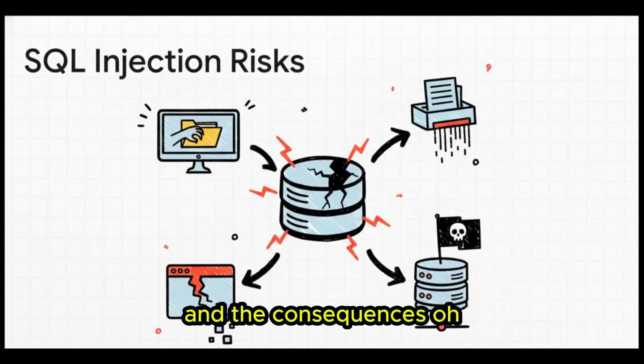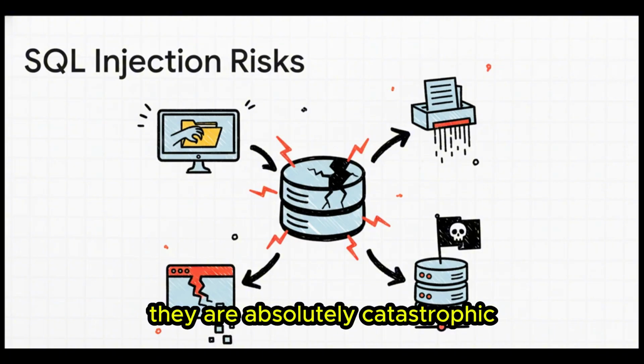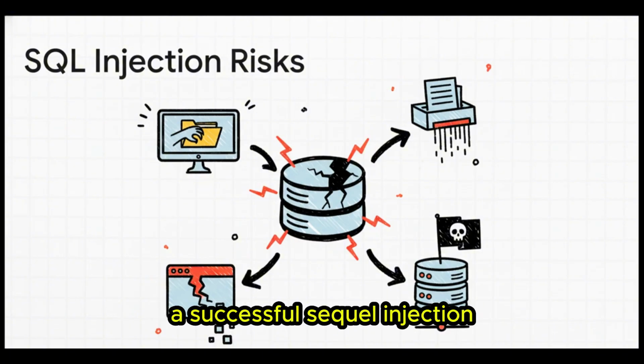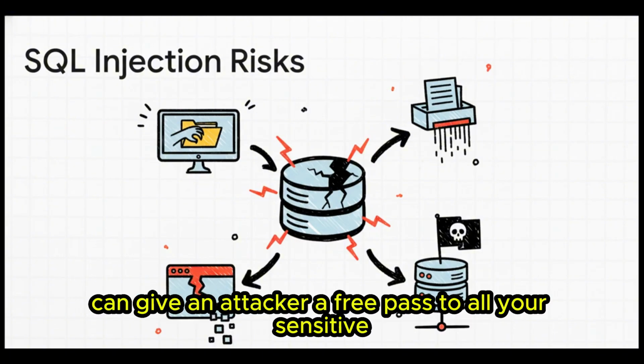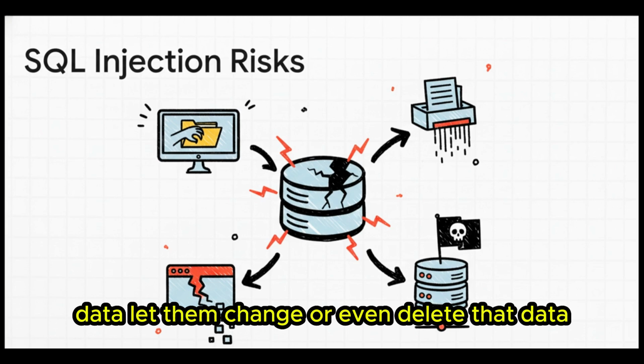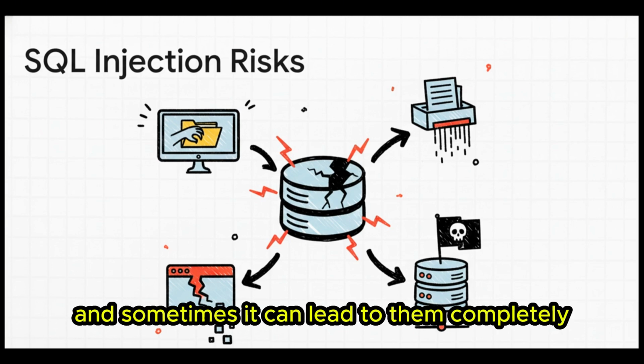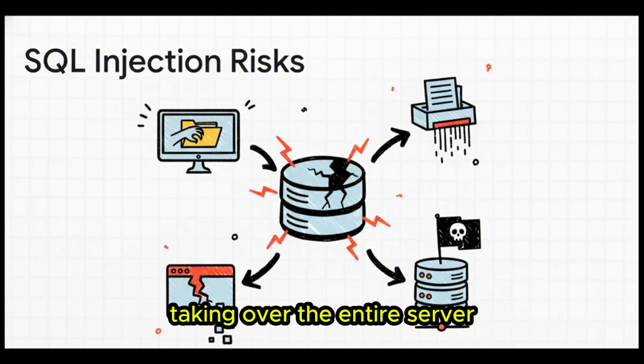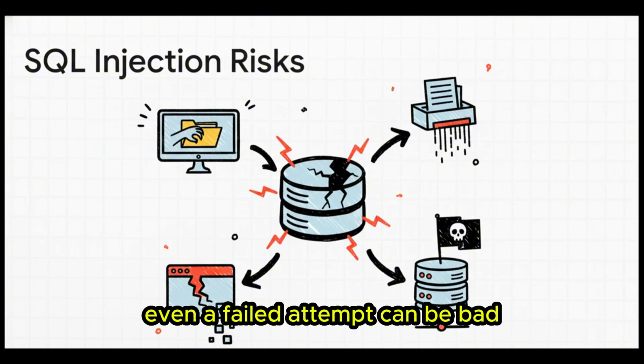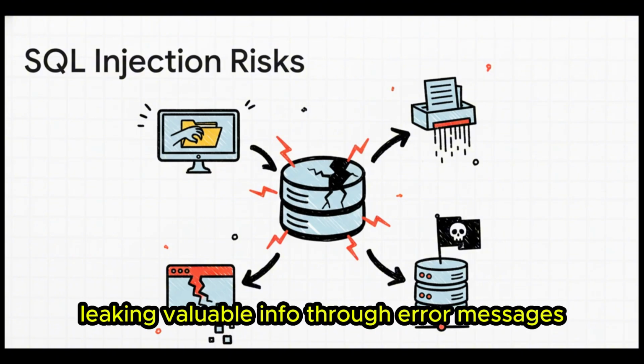And the consequences? Oh, they are absolutely catastrophic. A successful SQL injection can give an attacker a free pass to all your sensitive data, let them change or even delete that data, and sometimes it can lead to them completely taking over the entire server. Even a failed attempt can be bad, leaking valuable info through error messages.